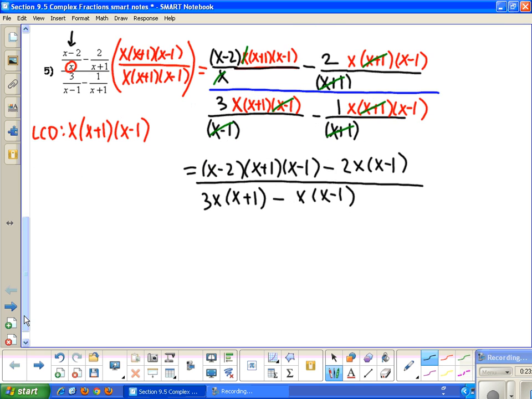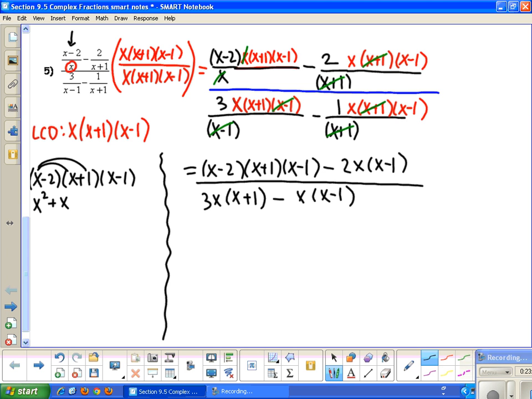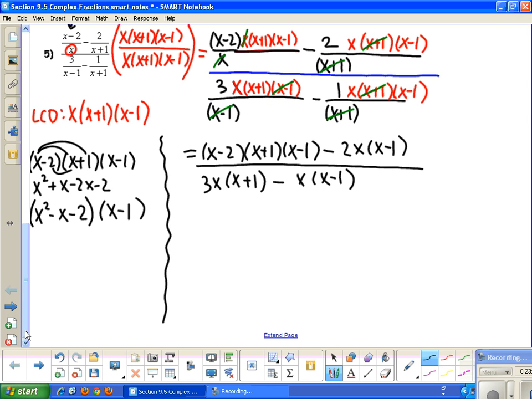So I'm going to FOIL, I'm doing this work off to the side. X minus 2 times x plus 1, this is off to the side here. So I'm going to FOIL this one out. So x squared plus x minus 2x minus 2. So when I combine that, I get x squared minus x minus 2. And this needs to be multiplied by x minus 1. So I'm going to do the box method so that you can just practice that. You don't have to. You could also do FOIL in this one.